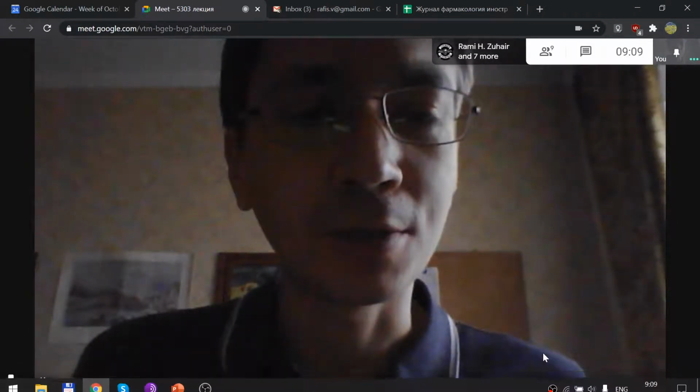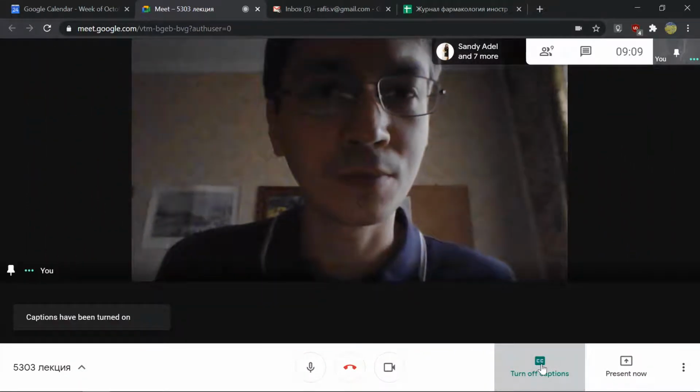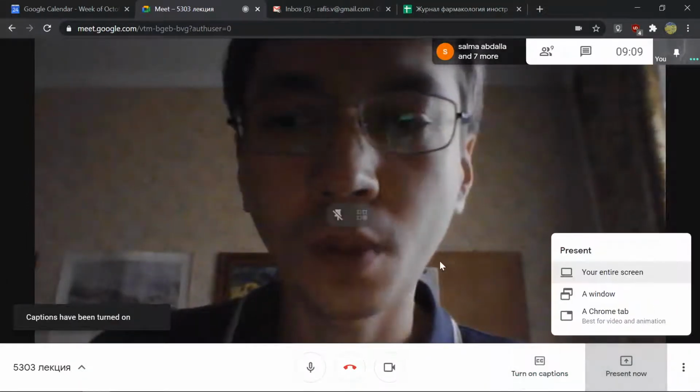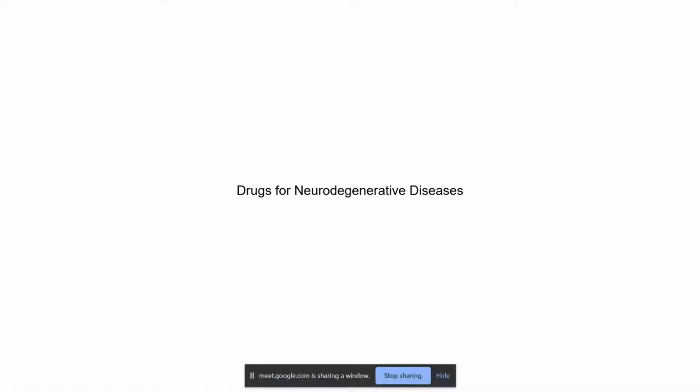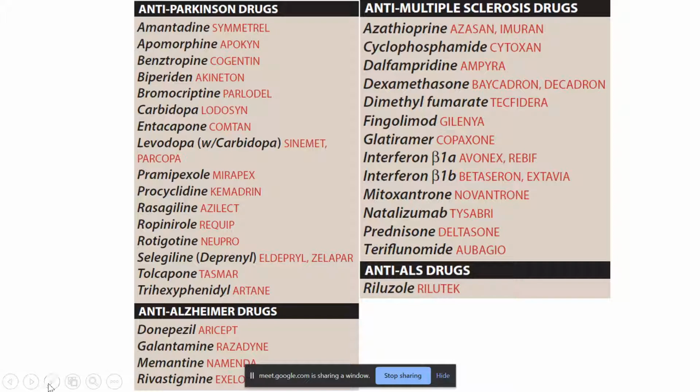The classification of drugs includes the following. The anti-Parkinson drugs include amantadine, which is actually an antiviral drug, but its anti-Parkinsonian properties were discovered eventually. Then apomorphine, benztropine. Benztropine, I think, is familiar to you because it's an atropine derivative, and we recently discussed benztropine.